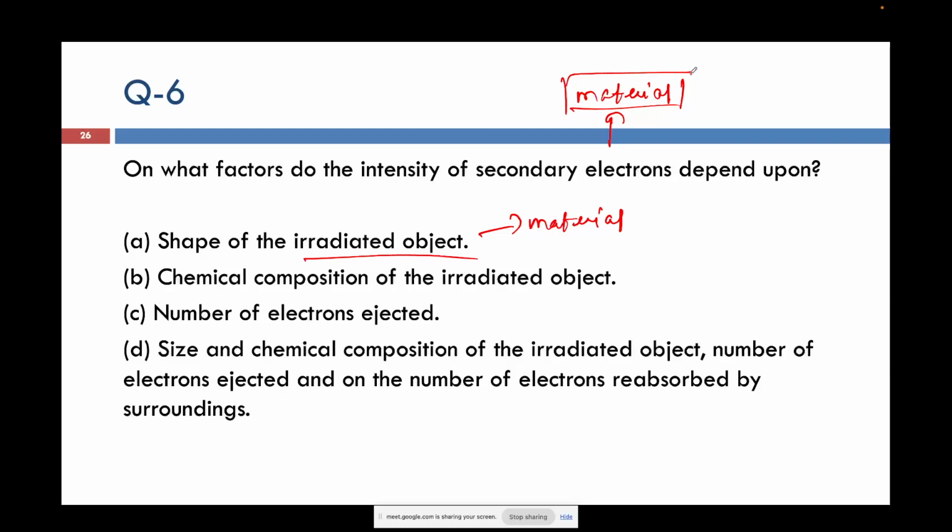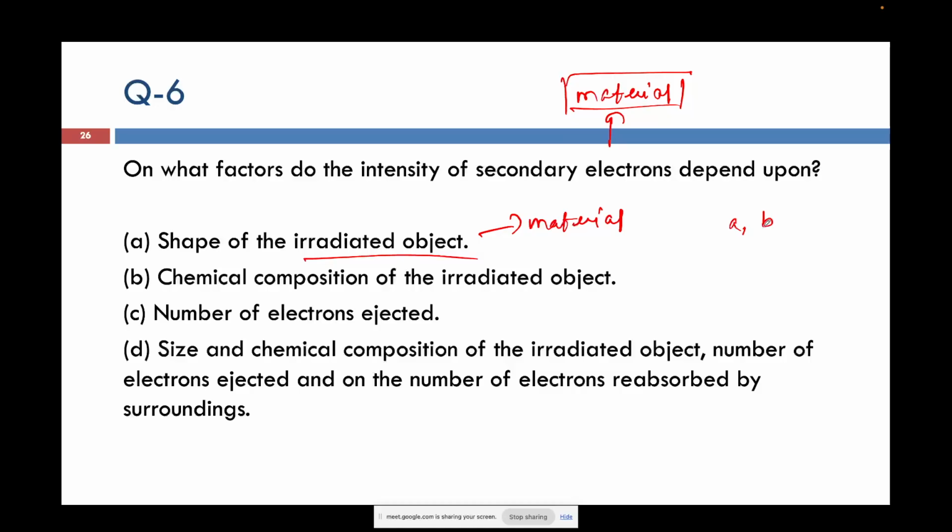Chemical composition of the irradiated object, option B. Number of electrons ejected, option C. And option D is size and chemical composition of the irradiated object, number of electrons ejected and number of electrons reabsorbed by the surroundings. So can you guess which one is the correct answer? B. B for Bombay, right? Yes. Sir, A, shape of the irradiated object. Okay, so one option is A, another option is B, right?